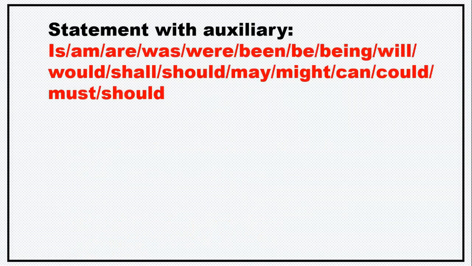Now, two things you have to be careful about when you are doing question tag. You check whether the sentence uses auxiliary or whether the sentence uses main verbs. Now, you might ask what is auxiliary and what is main verbs. Auxiliaries are these. Look at the screen. Is, am, are, was, were, been, be, being, will, would, shall, should, may, might, can, could, must, should. Auxiliary and modal verbs. If you get these, just add not after them. In the statement, if you notice them, then just add not.